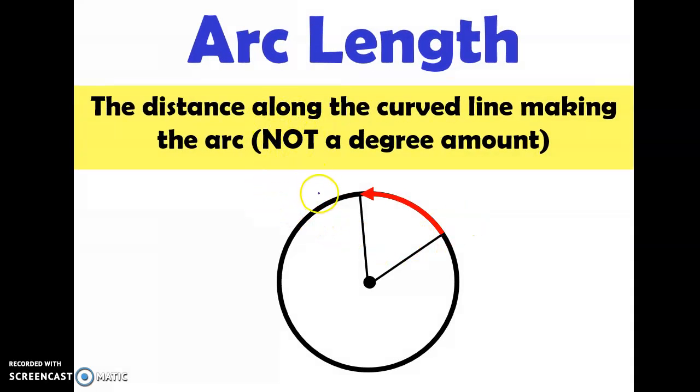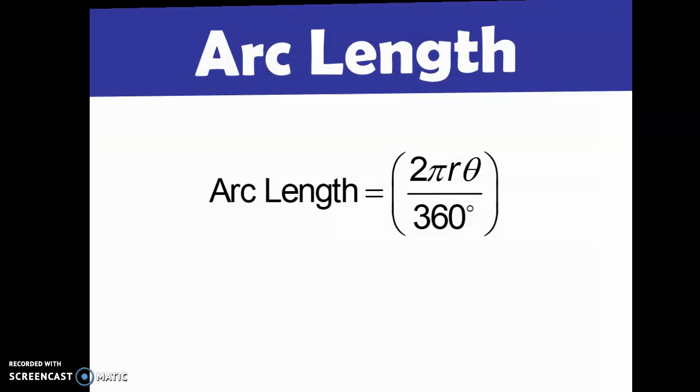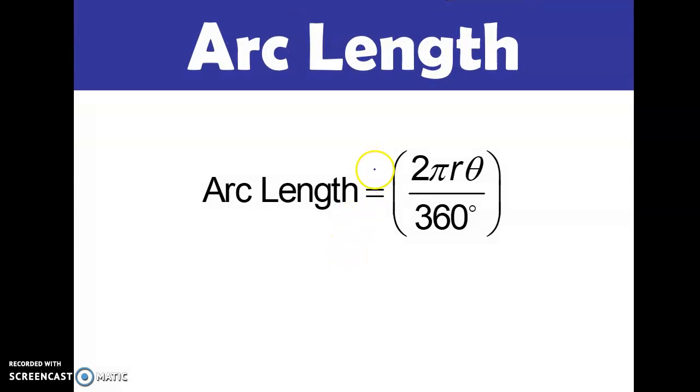Now, arc length is a little different than what we have been doing. This is the distance along the curved line. It is not a degree. We're not measuring the degree of curvature. We're measuring the distance from one point to the other on the arc. It is a part of the circumference. And that's why we get our formula.